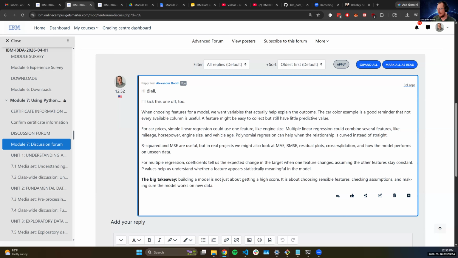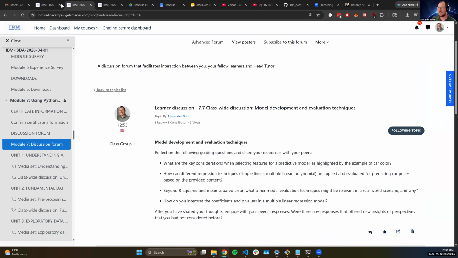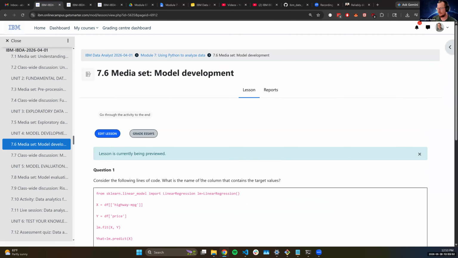There's more advanced ways to evaluate your models, and yeah, choose sensible features, check assumptions, and make sure the model works in the real world. We don't just make linear models in a vacuum, there's usually some reason to do it, right? So just make sure you're all aligned with the business value of the products you're creating.